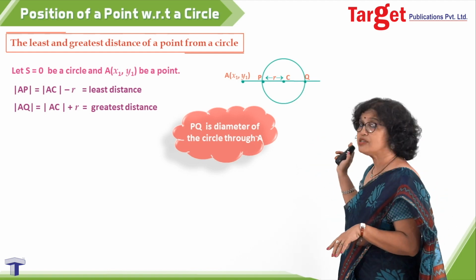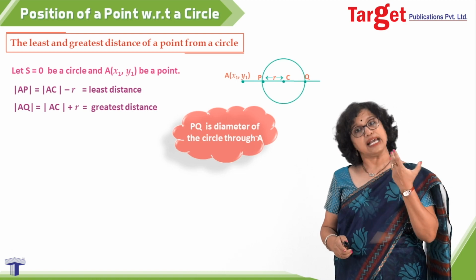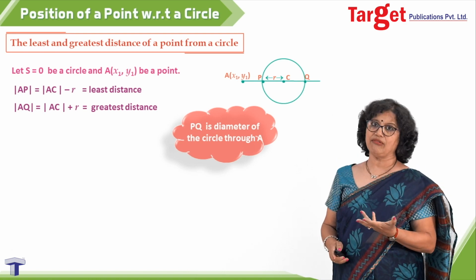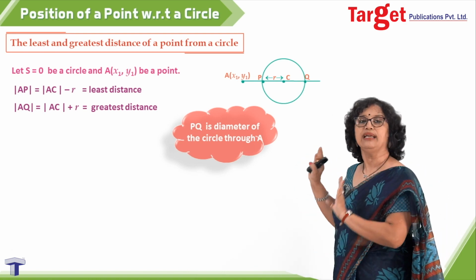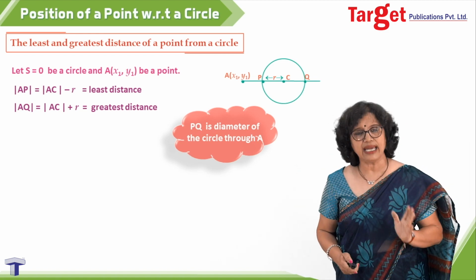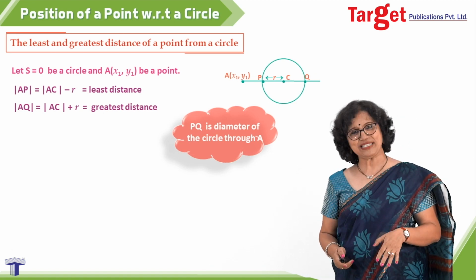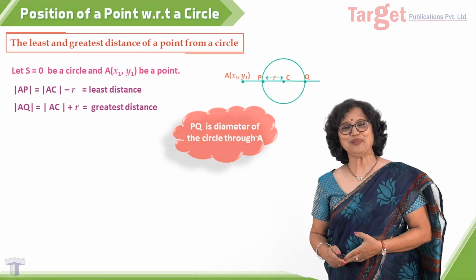Now on similar lines, we will have the greatest one also. What would be the greatest distance? It would be AQ. And will AQ not be AC plus R? AC again you can evaluate and R you can evaluate. So you know how to find the greatest and least distance of a point from the circle. Now here I end my session. Next session when we meet, again something new you will be seeing. Till then, stay tuned. Thank you.